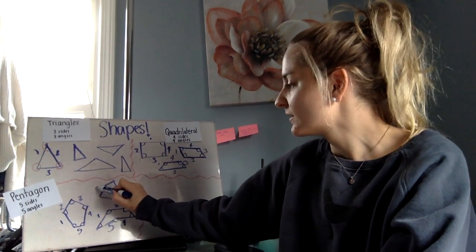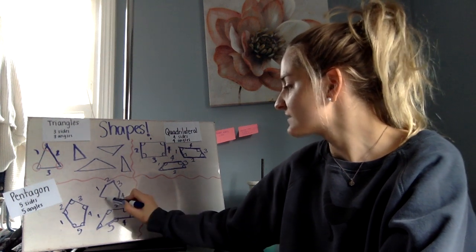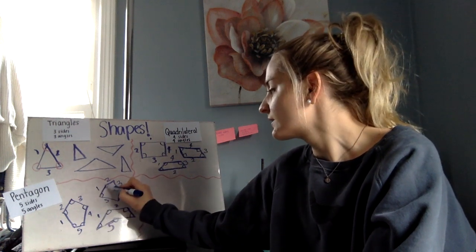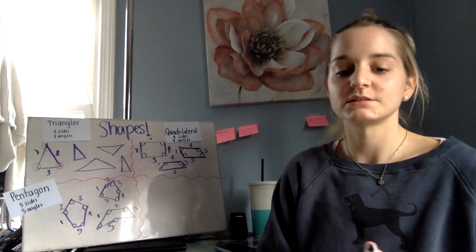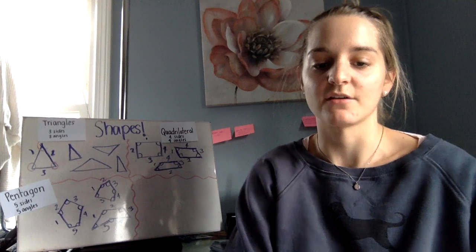And let's count this one. 1 side, 2 sides, 3 sides, 4 sides, and 5 sides. Let's go back and count the angles. 1, 2, 3, 4, 5. So, pentagons have 5 sides and 5 angles.